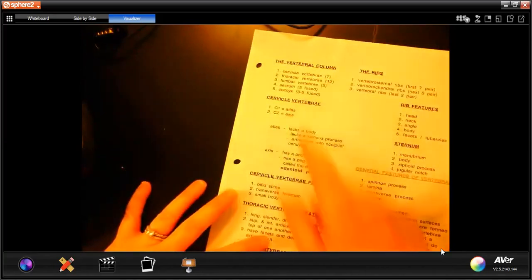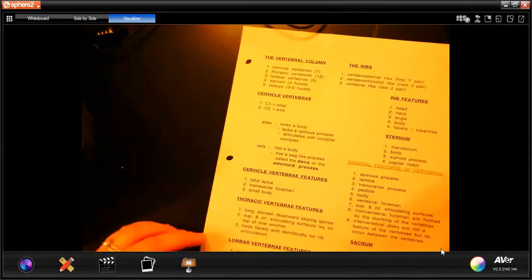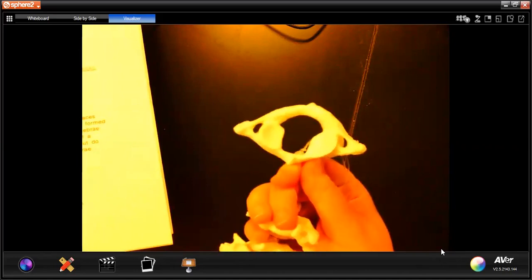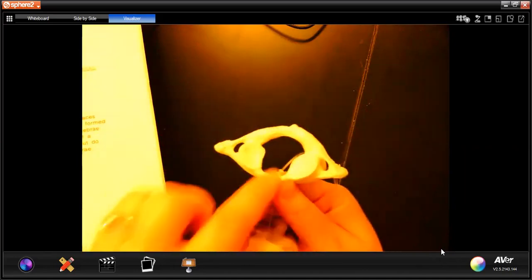You have your cervical vertebrae. We named the first 2 of them. Let me get my ring of vertebrae here. The first one is called Atlas. Atlas has no body. He ain't got no body. It's really sad. He has no body here.